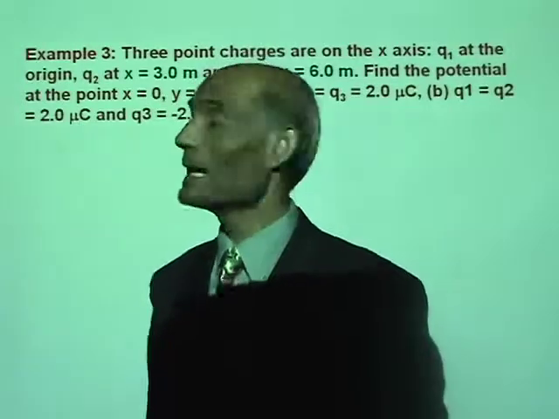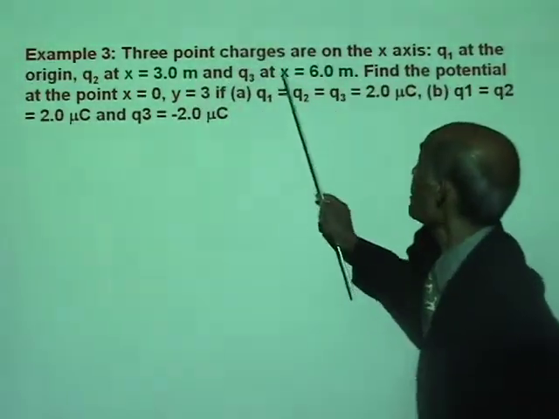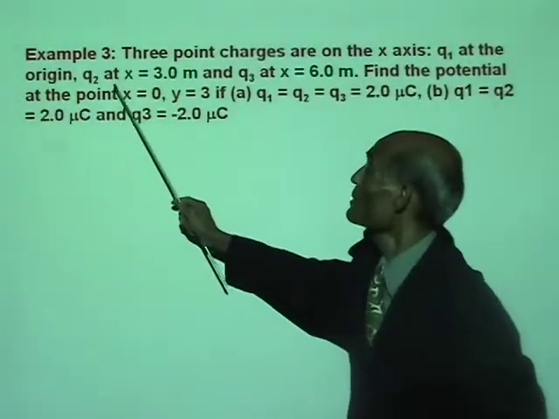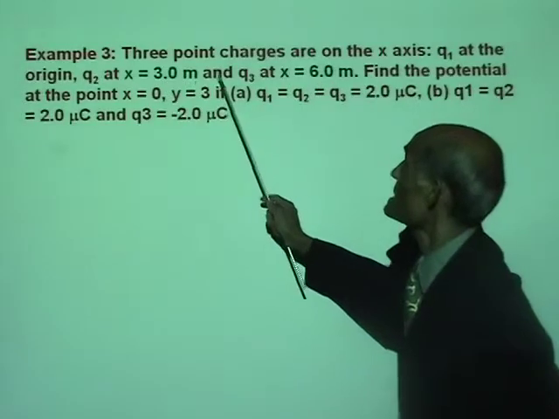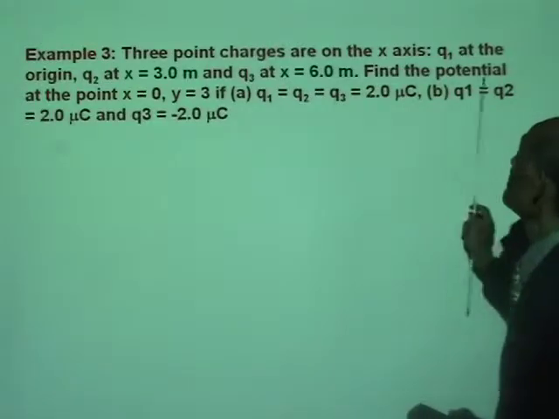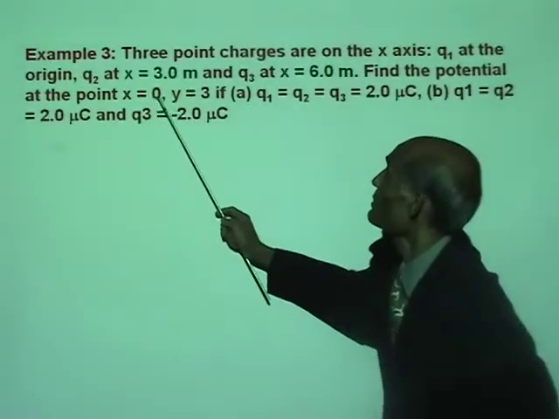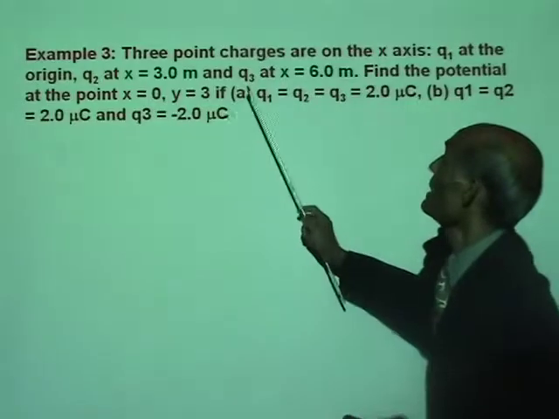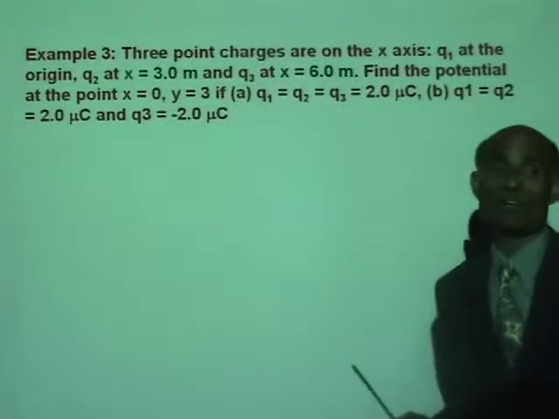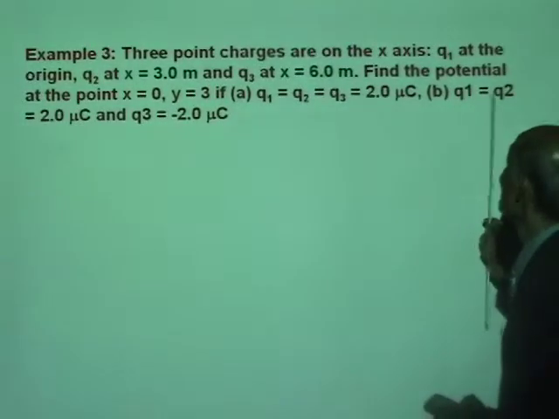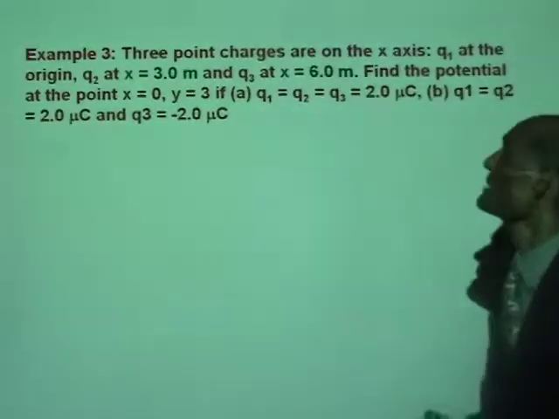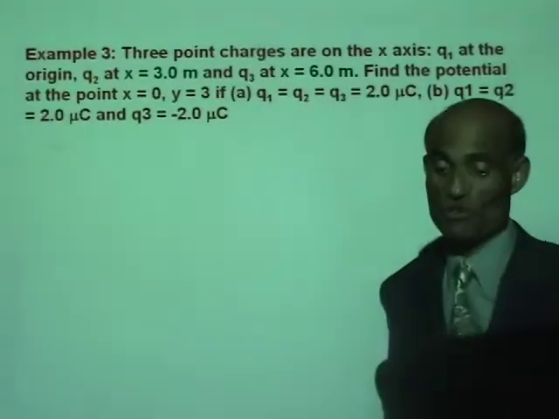Okay, let's do another problem. 3 point charges are on the x-axis, Q1 at the origin, Q2 at x equal to 3 meter, and Q3 at x equal to 6 meter. Find the potential at the point x equal to 0, y equal to 3. A, if Q1 equal to Q2 equal to Q3 equal to 2 microcoulomb, and B, Q1 equal to Q2 equal to 2 microcoulomb, and Q3 equal to negative 2 microcoulomb.